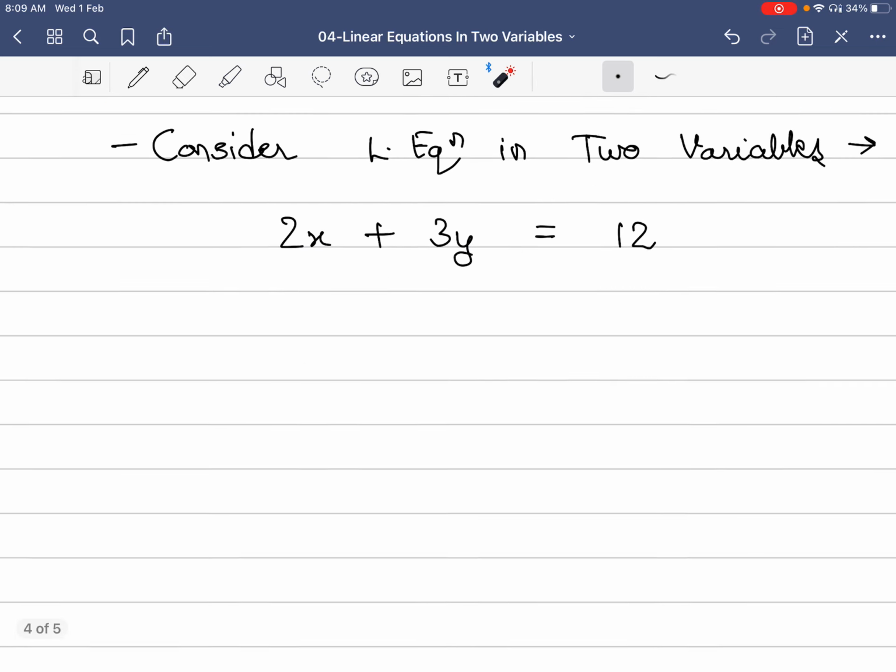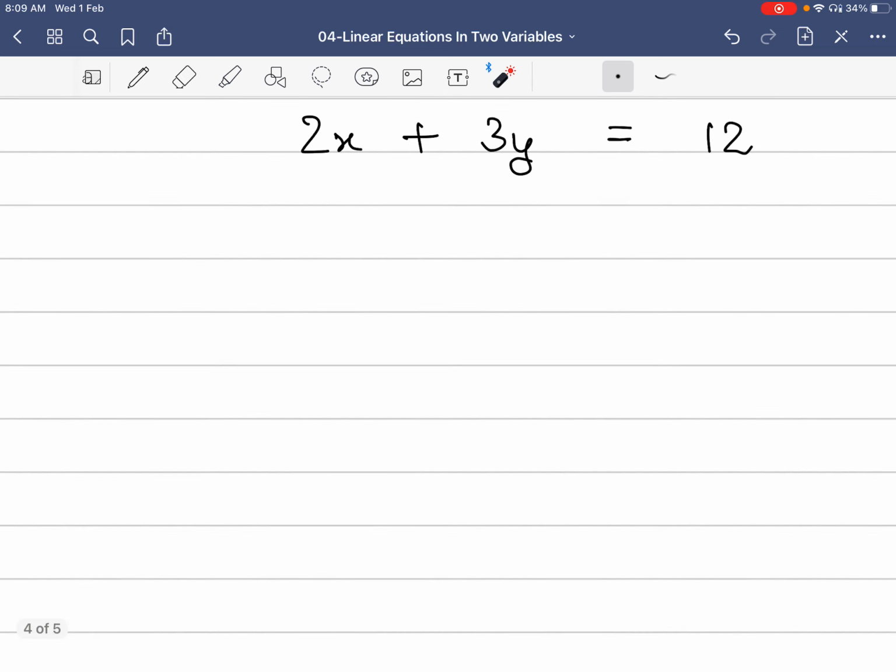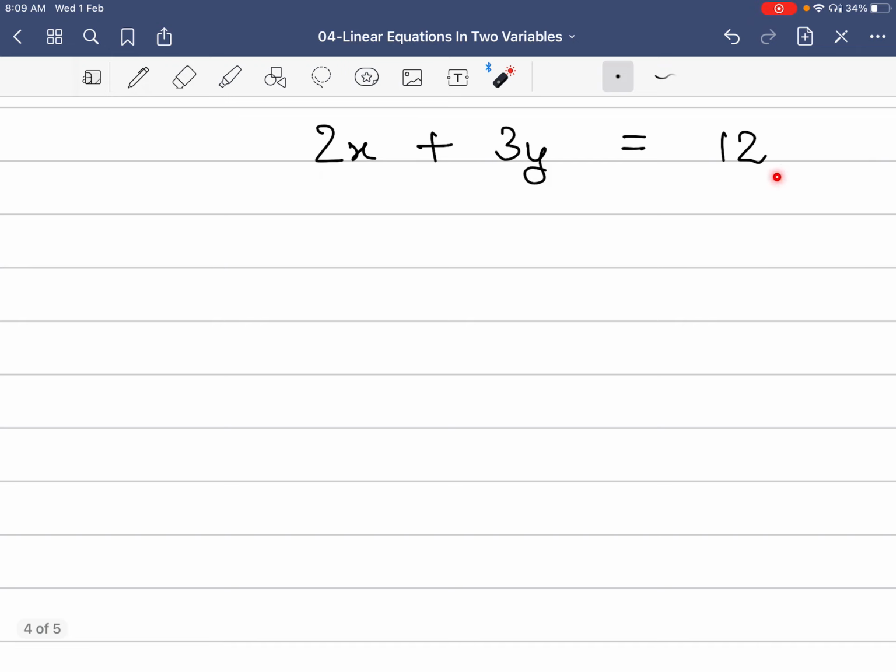Now we are going to try to solve this equation. So I'm going to zoom in. This is the equation in focus. What I'm going to do is first prepare a table here, some table like this. So this is x and this is y.